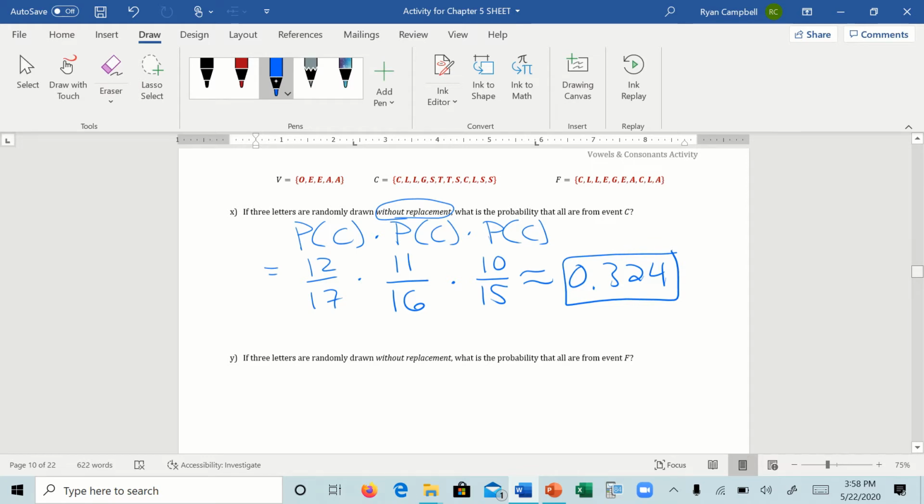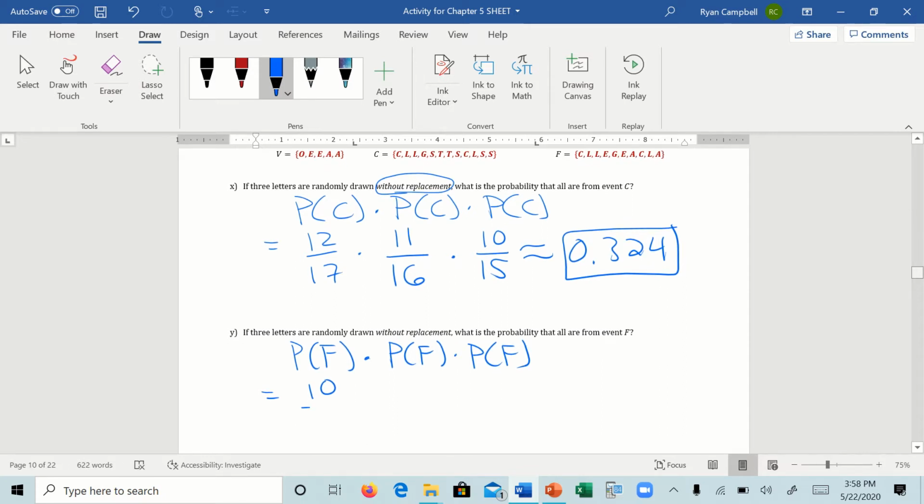And then lastly, same thing, 3 letters are drawn without replacement. What's the probability they're all from F? So it's the probability of F, and the second one's an F, and the third one's an F. We know that there's 10 in F, so that's going to be 10 divided by 17. Again, it's without replacement, so we're going to go down. We have one less letter in F and one less letter total. We multiply those together, we end up with 0.176.